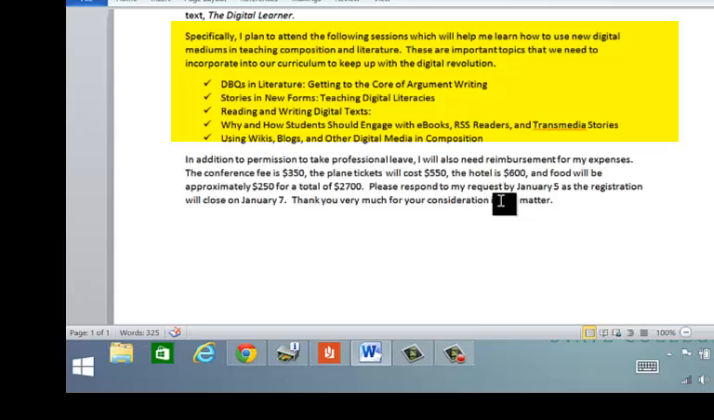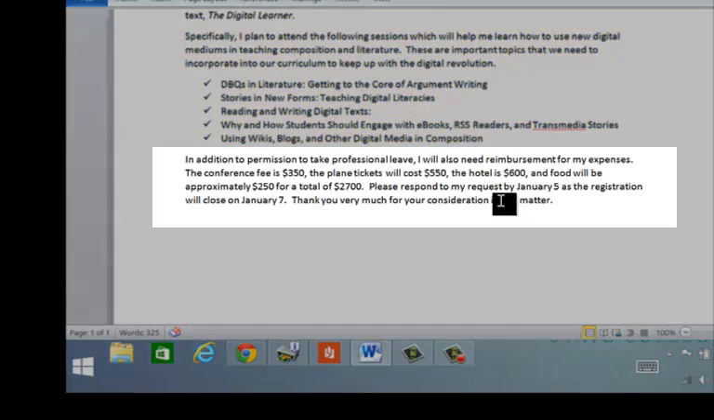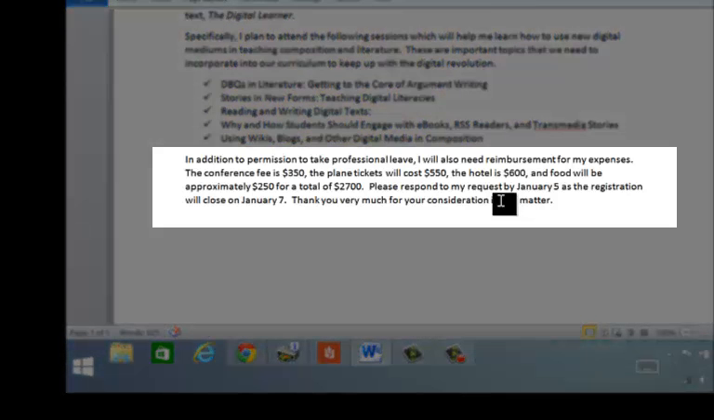Now, at some point in the memo, you need to inform the reader of the costs that are involved. You can do this in a separate paragraph, or you can put it in your final paragraph as a part of your conclusion. You also want to tell the reader when you need an answer. Reiterate what you want him or her to do, and thank him or her for taking time to read the memo.